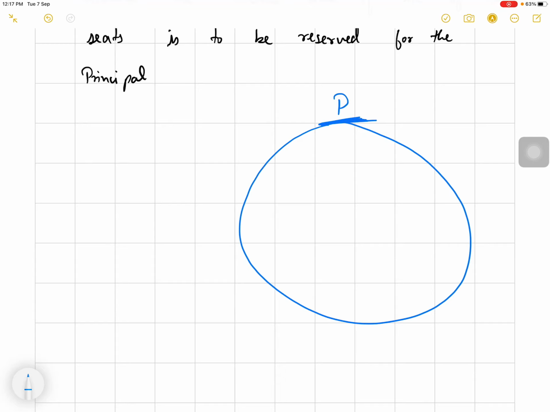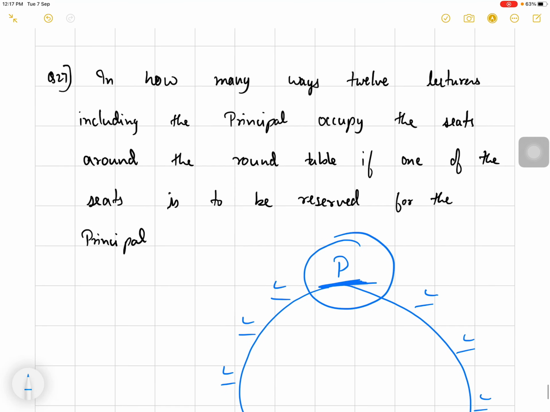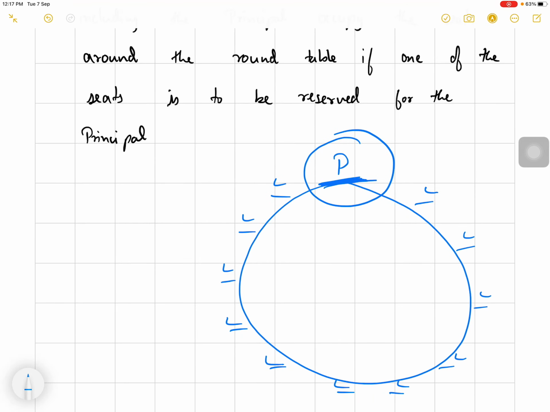Already fixed. Now the remaining are 11 lecturers: 1, 2, 3, 4, 5, 6, 7, 8, 9, 10, 11. These are the lecturers. Though they are sitting in a circular arrangement, the principal is already sitting in one place. So 11 seats are remaining. In how many ways can 12 lecturers including the principal sit? That means there are 12 people, one of whom is the principal. Even the principal is a lecturer. So there are 12 lecturers, and one lecturer is the principal.